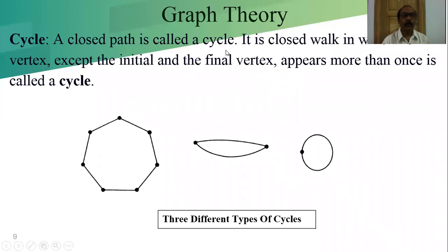In a cycle, no vertex appears more than once. You already learned, if a vertex does not appear more than once, no edge appears more than once. In a circuit, a vertex may appear more than once, but no edge appears more than once. So we can say a cycle is a circuit, but a circuit is not a cycle. In this case, these three examples are examples of the circuit, and also examples of the cycle.